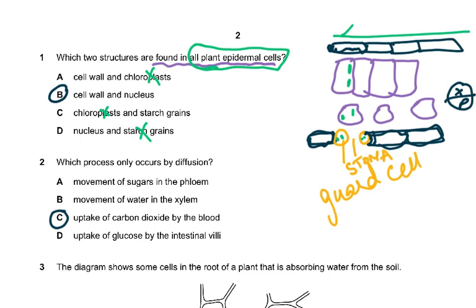So the only answer is B, cell wall and nucleus. All plant cells would have a cell wall, yes, definitely, and a nucleus. So with plant epidermal cells, we were just trying to see how much you understood this question or not.